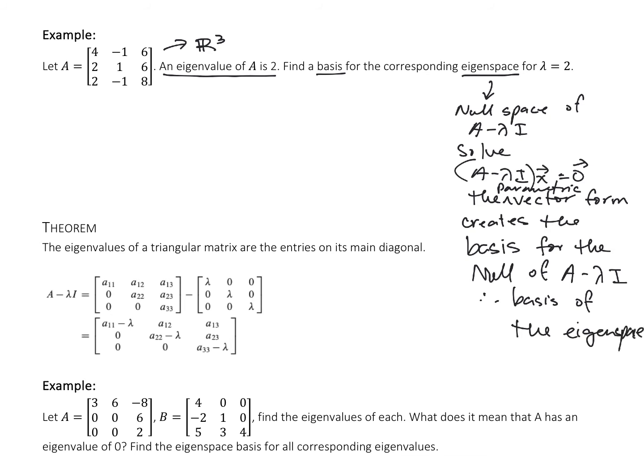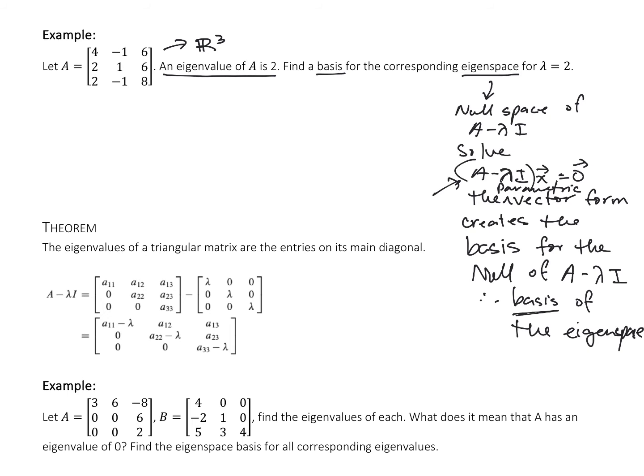Ta-da! And now remember, this happens because our basis has to have linearly independent vectors in it. And by definition, the null space is all solutions to this equation. The null space was always every solution to Ax equals 0, or that homogeneous equation. Now we're adding that little caveat of A minus lambda I.